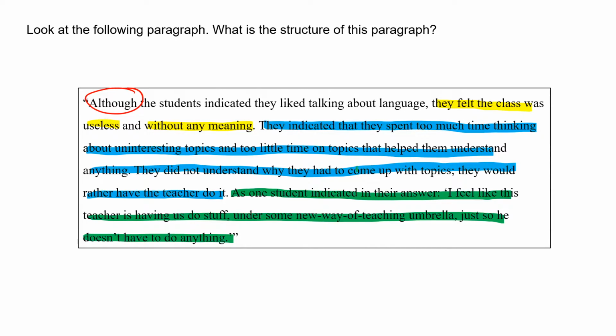So we have our level 1. They felt the class was useless and without any meaning. We have a level 2, which explains a bit what this is. And we have a level 3, which is an example on which I based both the explanation and this topic sentence. And you see that's a nice, well-structured paragraph. We have our linking words. We have although and as. And I think that's good. That's a good paragraph.